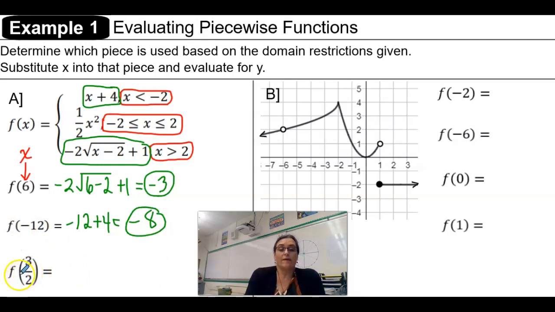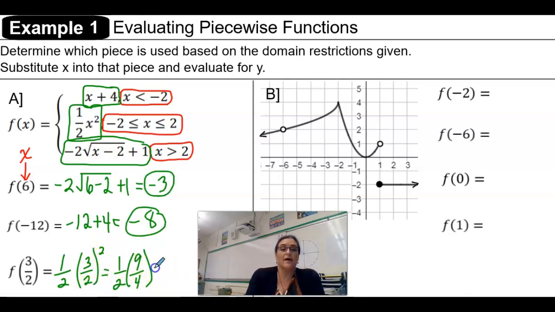And then f of 3 halves. 3 halves is 1.5. So when I look at my subdomains here, 1.5 would be between negative 2 and 2. So I'm going to substitute it into this quadratic subfunction. 1/2 times, but instead of x, I put in the 3 over 2, and then that gets squared. So that's equal to 1/2 times 9 over 4, because I square the 3 and then I square the 2. And then when we multiply fractions, we multiply straight across the numerator. 1 times 9 is 9, and straight across the denominators, 2 times 4 is 8. And so 9/8 would be the y value when I substitute 3 halves into my function f.